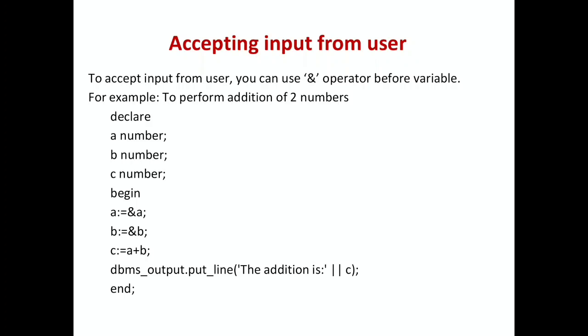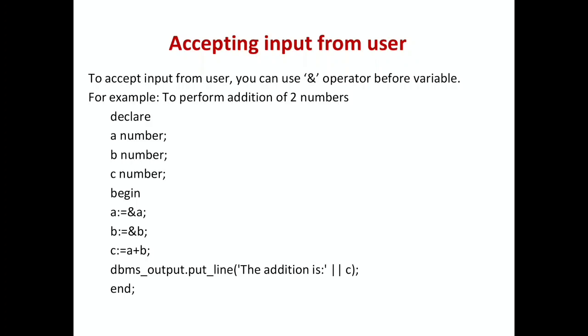So declare. Then I have declared three variables. A, data type is number. B, data type is number. C, number. Then begin. See what I have written, A colon equal to ampersand A. It means I am going to take the value of A from the user and store it into A. Same thing, B colon equal to ampersand B. Ampersand B means I am taking the value of B from the user and storing it into B.